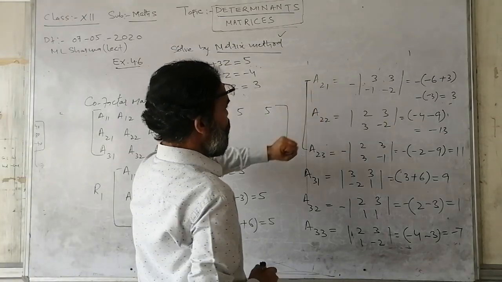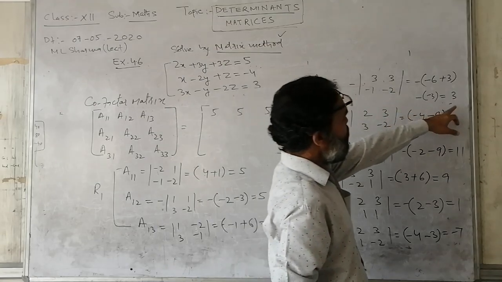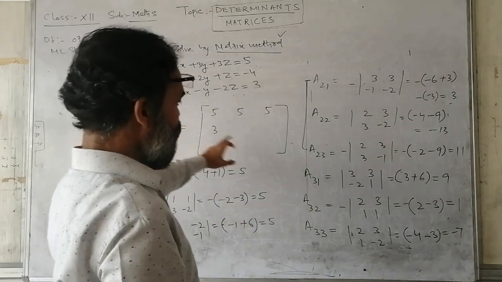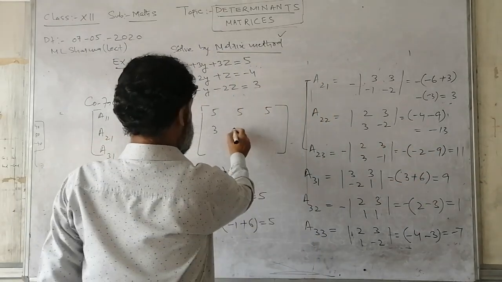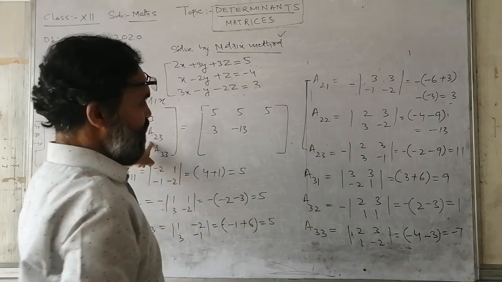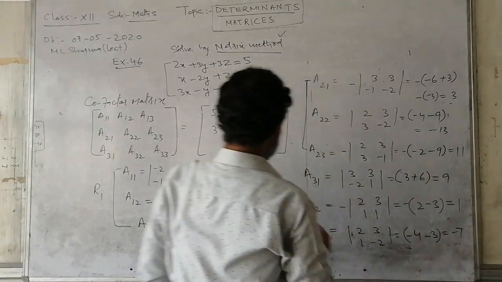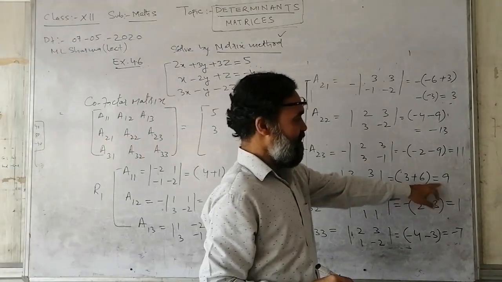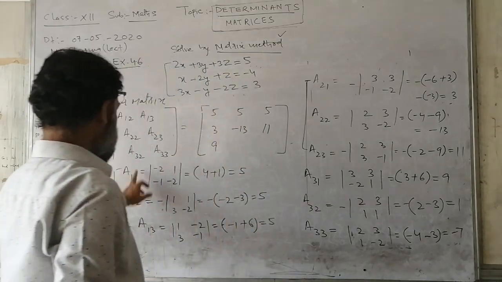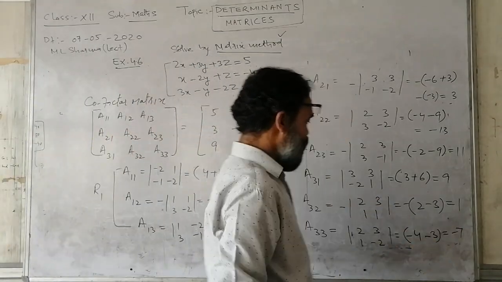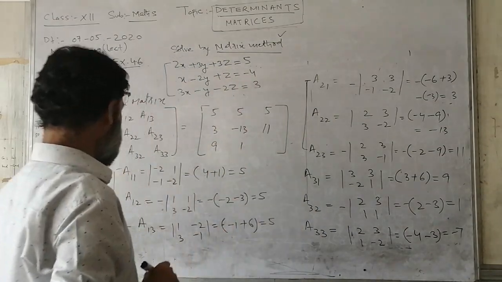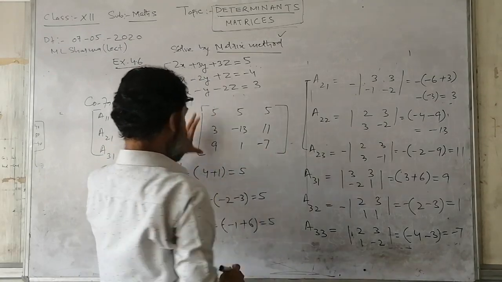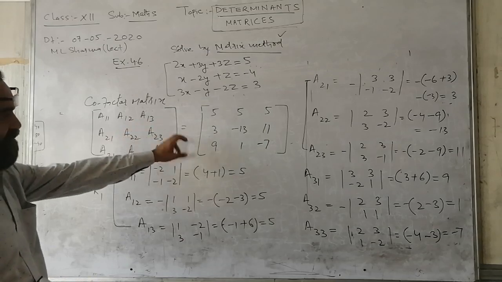For row 2, A21, its value is 3. So I will write 3 here. A22's value is minus 13. So minus 13 here. A23 is 11 here. A31, its value is 9. So 9 here. A32 is 1 here, and the last cofactor, its value is minus 7. So in this way, this is the cofactor matrix of 3 by 3 order.